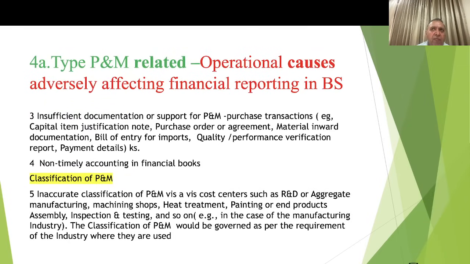Insufficient documentation in support of the plant and machinery purchase transactions, like the capital item justification note, and non-timely accounting in the financial books. Classification of the plant and machinery: inaccurate classification of plant and machinery vis-a-vis cost centers such as R&D, aggregate manufacturing, machine shops, heat treatment, painting, end products, assembly, which are relevant in the case of the manufacturing industry. And this classification of the plant and machinery would be governed as per the requirement of the industry.